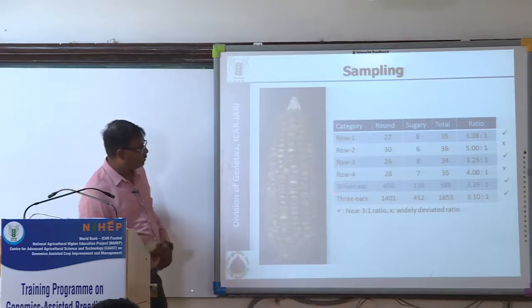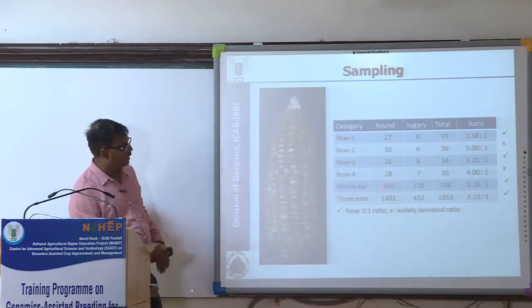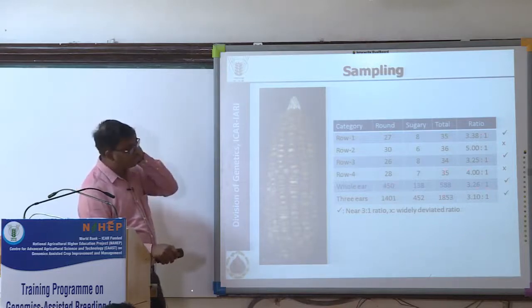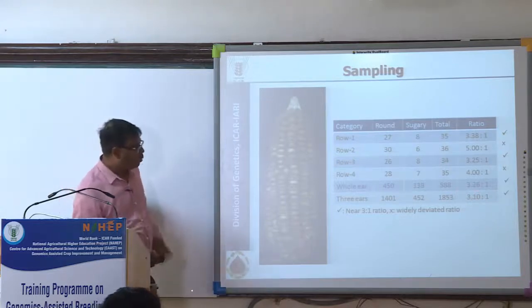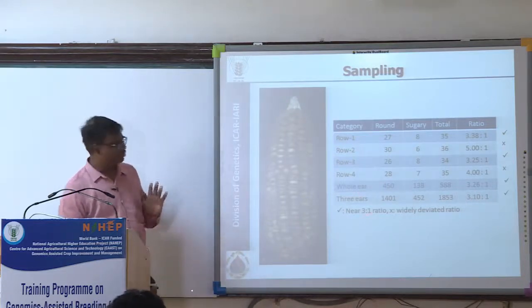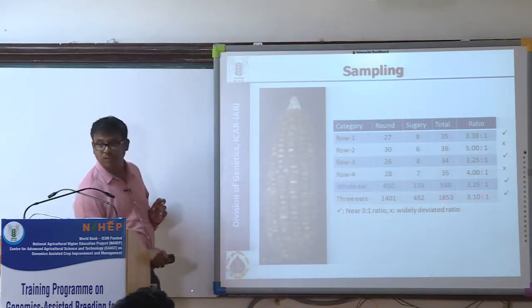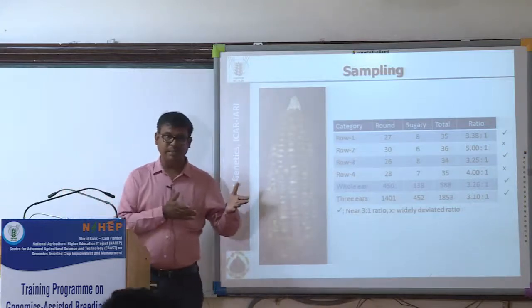Now what we have done, we have taken the entire seeds from the same cob, where 450 grains are there, and it is segregating 3.26:1. So it is much closer, with less variation, okay? Closer to 3:1. We then pooled 3 years. Total grain was something like 1800, and the ratio is 3.10:1. So what happens? The larger the sample, the better is the fit to a particular ratio.